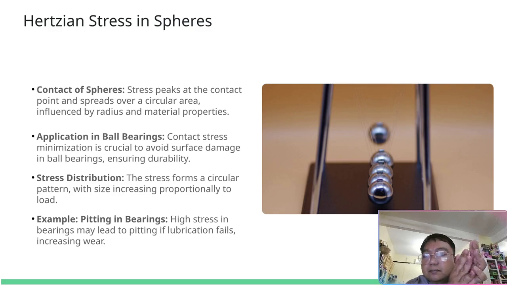Pitting in bearings: high stress in a bearing may lead to pitting if lubrication fails, increasing wear. Pitting, in other words, means it might have a hole, like a dimple, inside it. Why does it become pitting? Because of less lubrication. Suppose you put in lubricating oil, and after some time the lubricating oil no longer functions, meaning there is no separating layer. So it is in metal-to-metal contact, and then it becomes pitting.